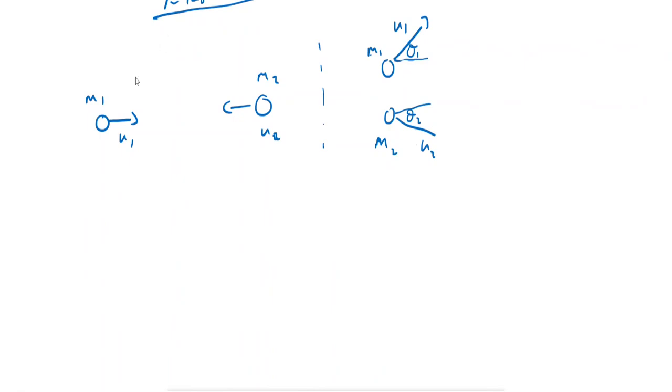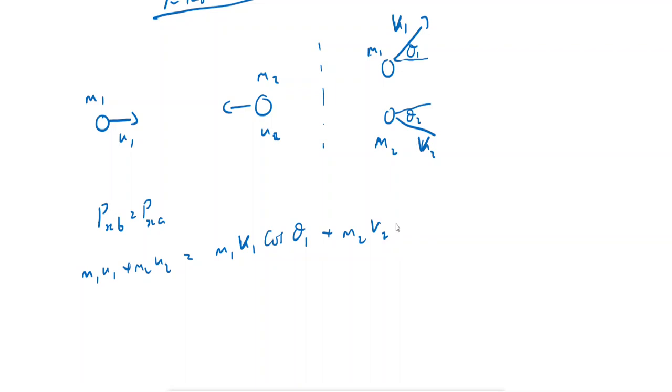Even here, the total momentum in the x direction before is going to be the total momentum in the x direction after. And the question is, what is that total momentum? Before, I just have M1 U1 plus M2 U2, everything is in the x. It's going to be equal to M1 V1 cos theta 1 plus M2 V2 cos theta 2. Sorry, not U, V, because these are final velocities. It's still cos because it's adjacent to theta 2.